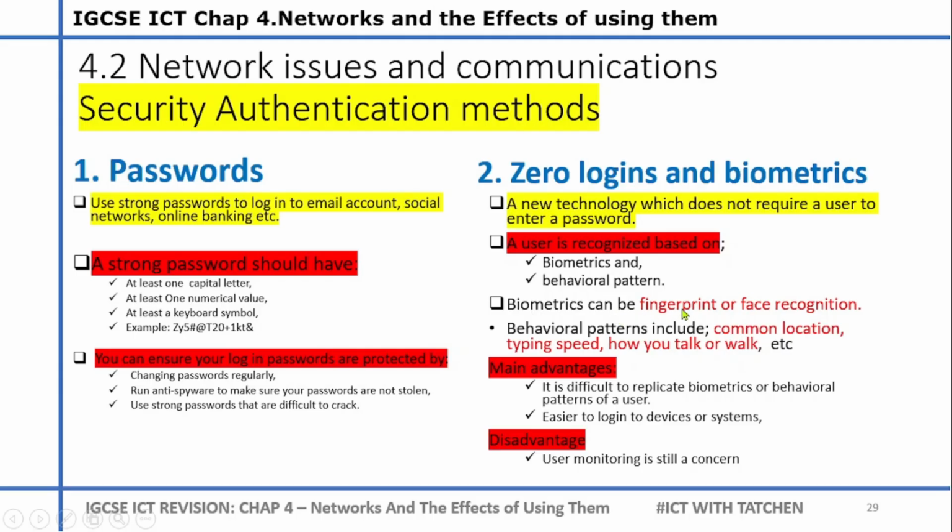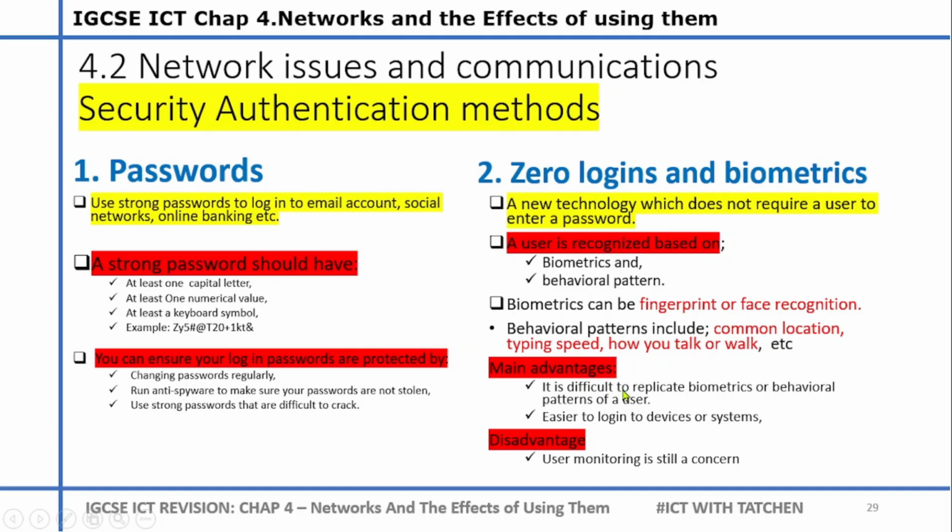So you don't need to enter a password. Once the system, maybe using a camera, sees your face, it can recognize you unless your face changes. Your fingerprint, everybody has a unique fingerprint, so that's a very good authentication method. And then for behavioral patterns, we look at things like common location, your typing speed, how you talk or walk. Those are behavioral patterns. If you are always in a certain place and at some point they discover that you have gone very far away, maybe even out of that continent, it's not usual, so that might raise an alarm.